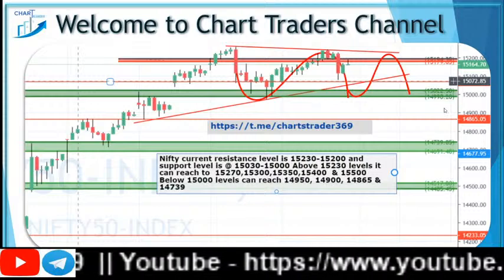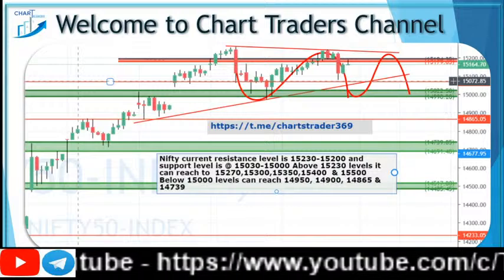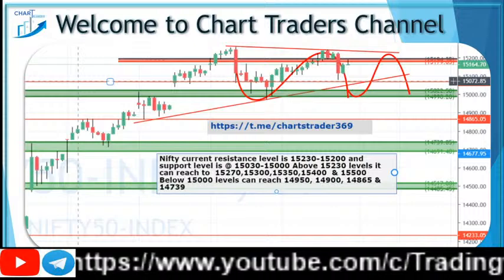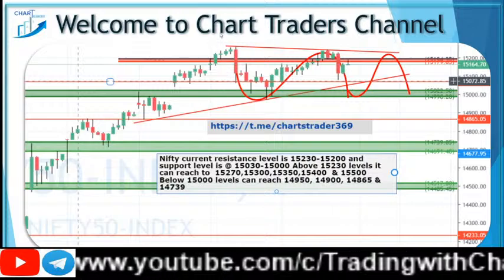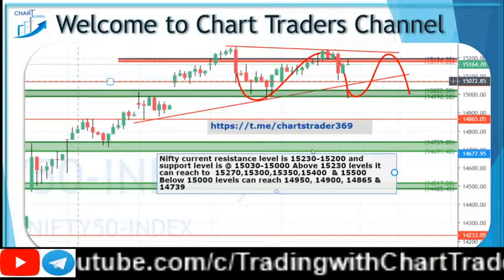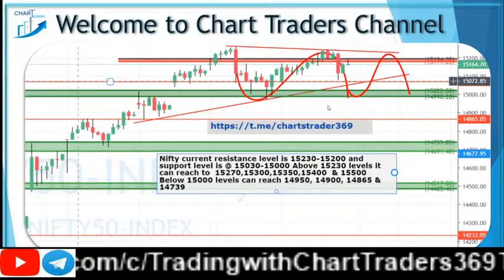So as I said last week, Nifty was at 15,200. Okay, 15,200 was the resistance, and the support is 15,000. You can see here it's moving in this range. So for this week also we can consider 15,000 a strong support.